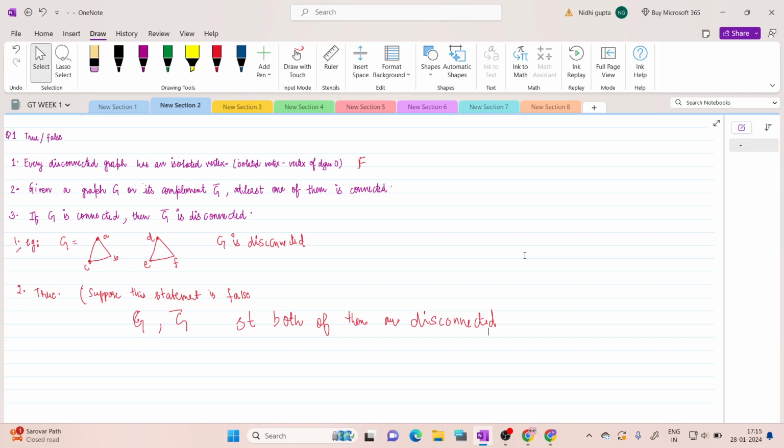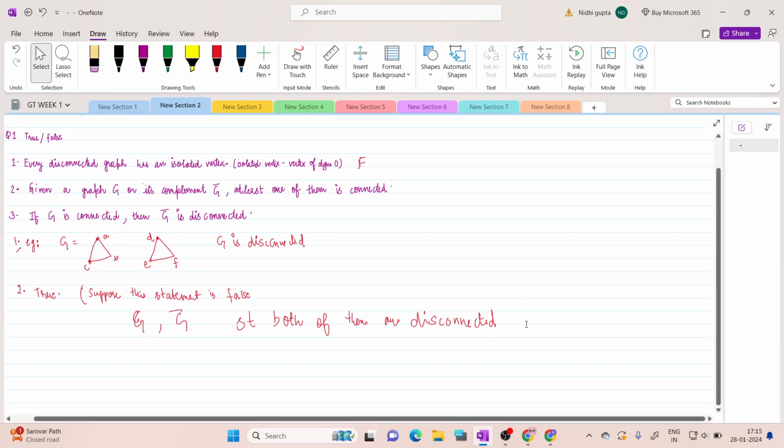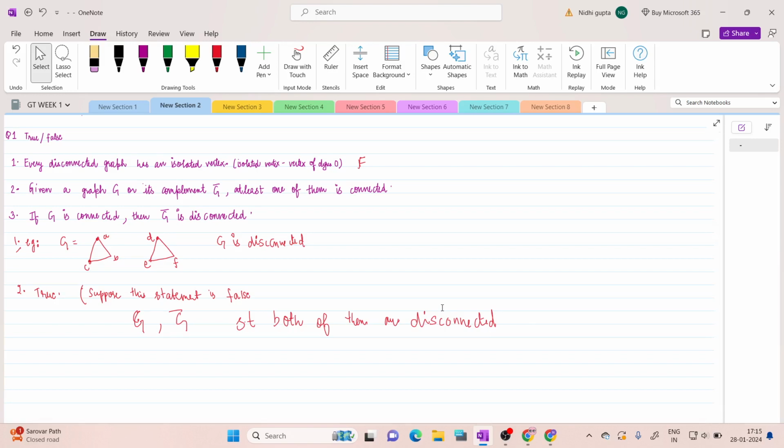Ma'am, this is because when we take the union, some edge will be missing, so we will not get the complete graph. That can be another reason, but this reason is also fine. Suppose both G and G bar are disconnected. This cannot be possible, because if G bar is disconnected, then G has to be connected. We have already proved it. The proof is coming from the result that we have proved in lecture, that if G bar is disconnected, then G is connected.